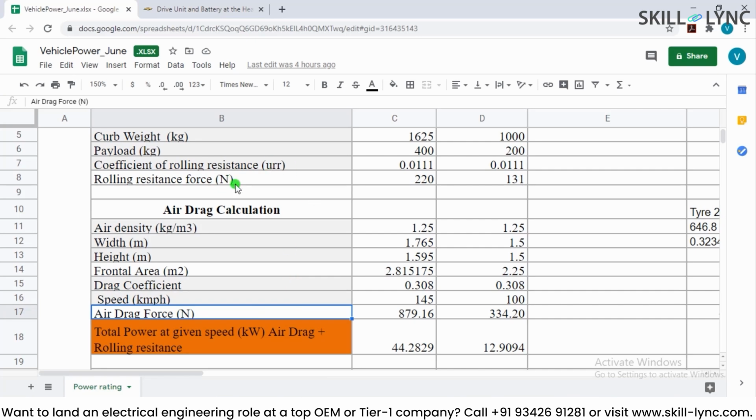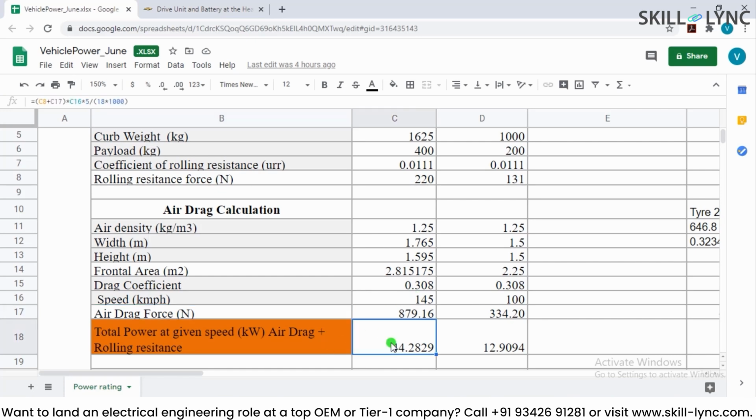Now if I do this rolling resistance and air drag only, basically this is the case where the vehicle is running at a constant speed. So there is no uphill and there is no acceleration. There will be only two forces applicable on the vehicle, and that calculation where you have 220 newtons along with 880 multiplied with the velocity, which is equivalent to 145 kilometers per hour, it will be converted into meter per second, and that comes out to be 44 kilowatts.